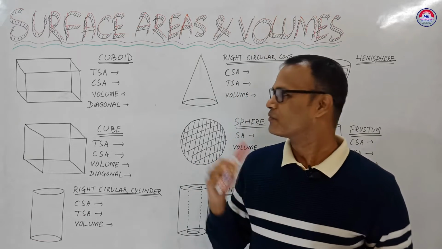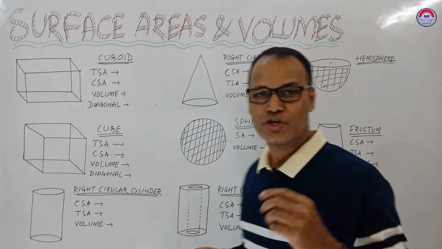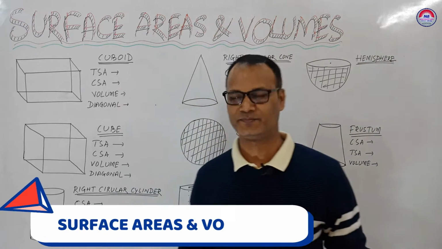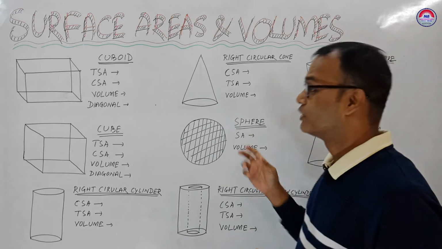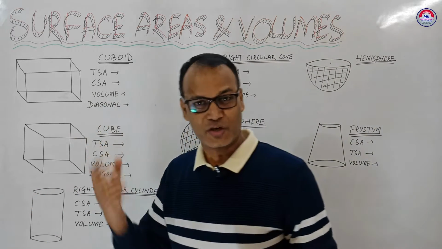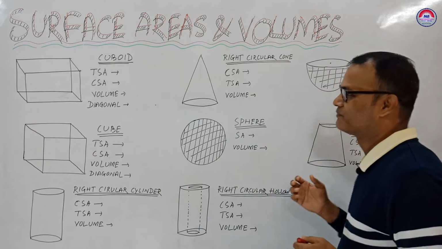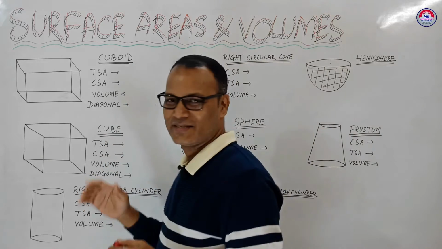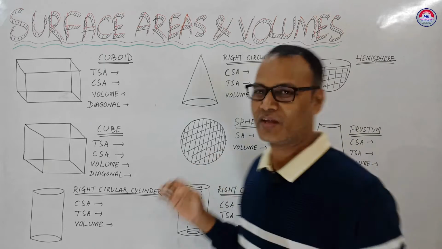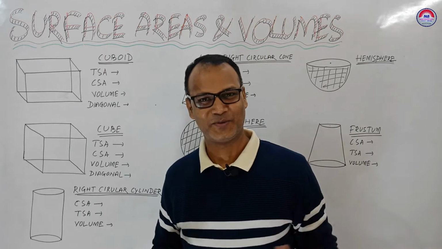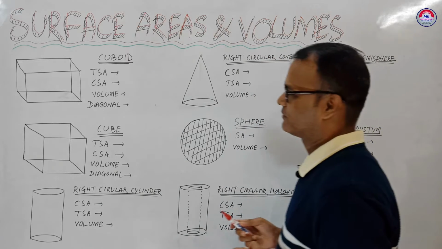Today, we discuss a new topic in class 10 mathematics: surface areas and volumes. These are some solid figures. We will learn the surface areas and volumes of these figures and also the formulas behind them. One by one, I will discuss. So, let us start. What is a cuboid?